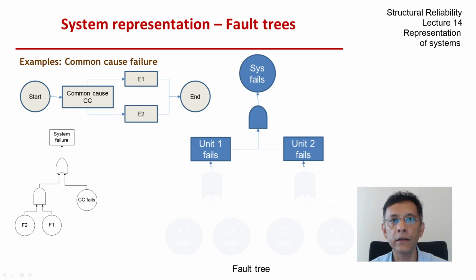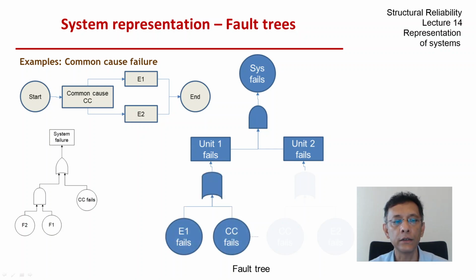So we have the system failure as the top event, and the two units come together through an AND gate because they're in parallel, causing system failure. Now each unit has its own structure, and that's where the common cause and the dependence can clearly be shown. Let's look at unit 1. That is composed of two elements in series, that local failure, which we are calling local failure E1. So E1 fails, or the common cause fails, then unit 1 fails.